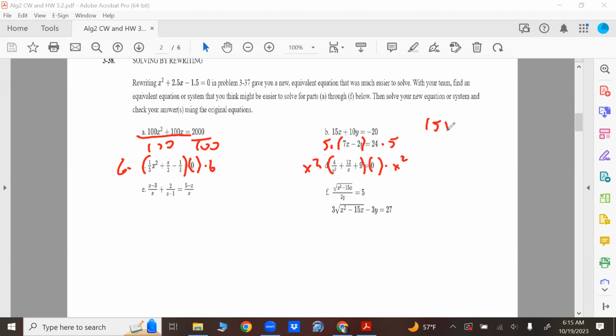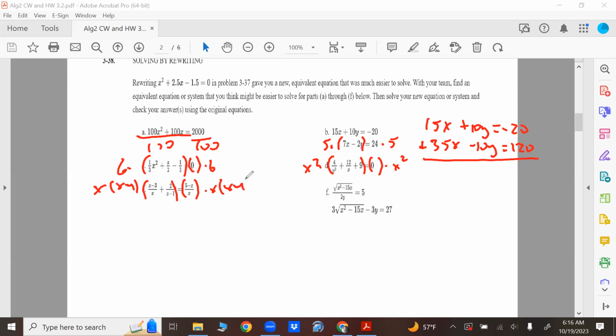Then you'll get 15x plus 10y equals negative 20, and 35x minus 10y equals 120. Use a calculator if you need to. Then add the equations afterwards. For E, oh boy, that's not really easy, but multiply both sides by x and x minus 1. That's the LCD for the left side, so that way you get rid of fractions.